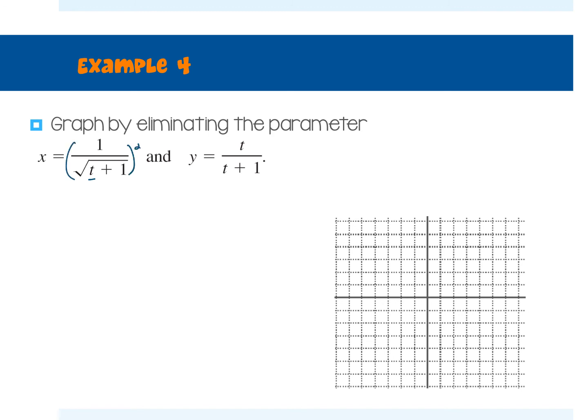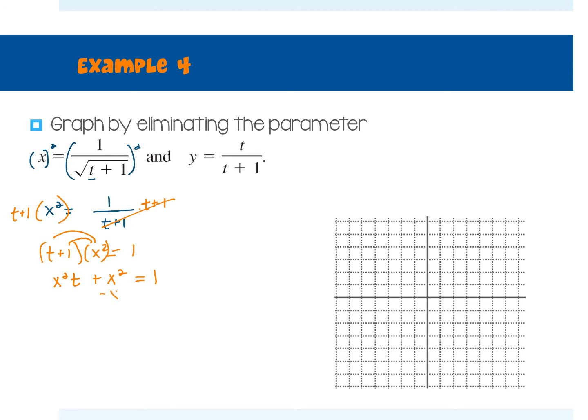We would square both sides of this equation. So I get x squared equals 1 squared, which is 1, over the square of the square root of t plus 1, which is t plus 1. Now I want to isolate the t, so I'm going to multiply t plus 1 on both sides of the equation. T plus 1 times x squared equals 1, these would cancel. Distribute here, and I'd get x squared t plus x squared equals 1. Subtract the x squared, and divide by x squared.